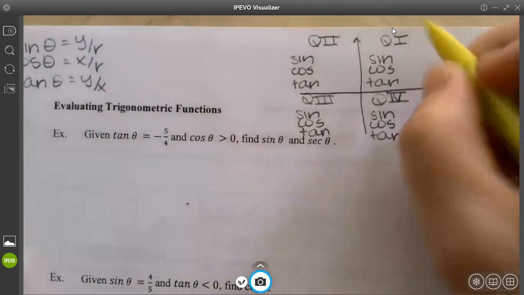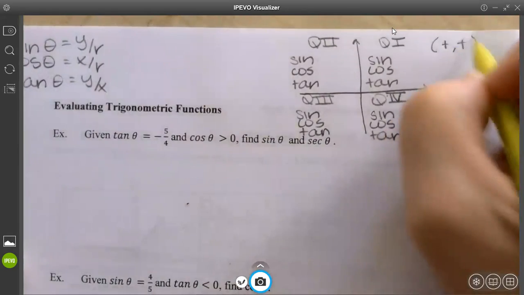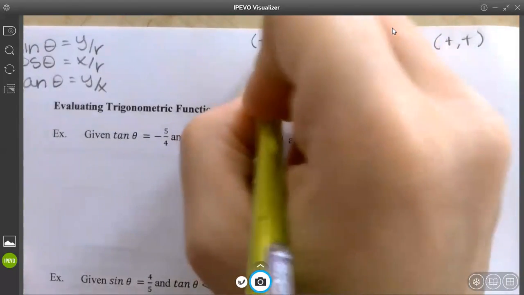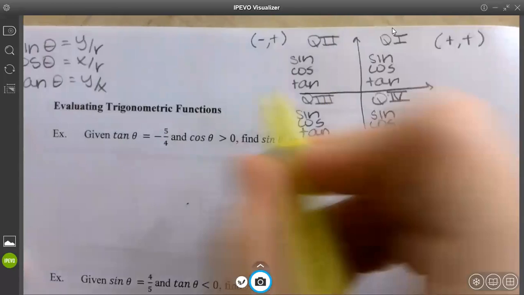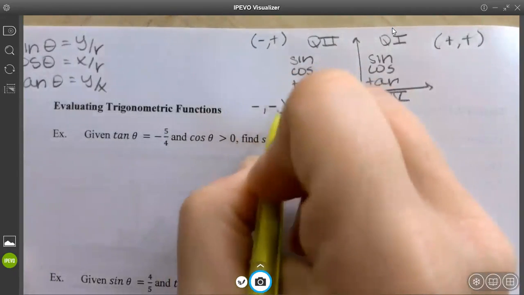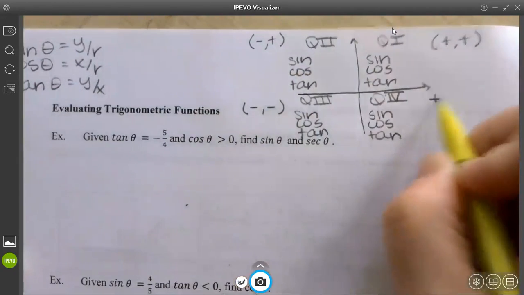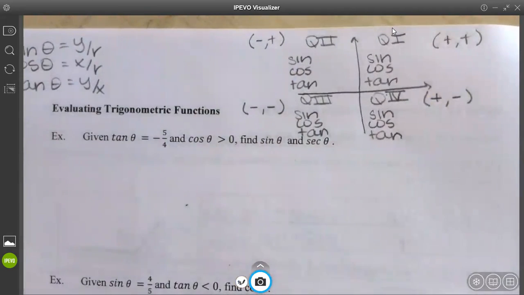I'm gonna do one more thing. You don't have to do this if you don't want to, but I'm gonna explain to you how we get everything that we get. Here, negative, negative. All right. What's your ratio for sine?